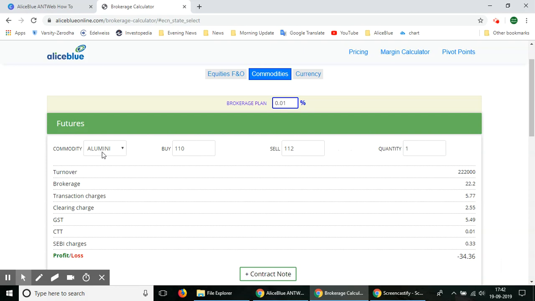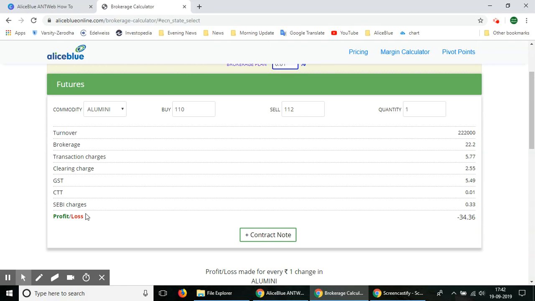So here we have an example for a commodity, that is aluminum, and the example is 110 rupees buy price with the sell price at 112, with the quantity being 1. We have the turnover given here and all the brokerage charges, clearing charges, the tax, are all levied. After levying all of those, we can see how much profit or loss there is, which is a loss of 34.36 rupees. So that is the example here.